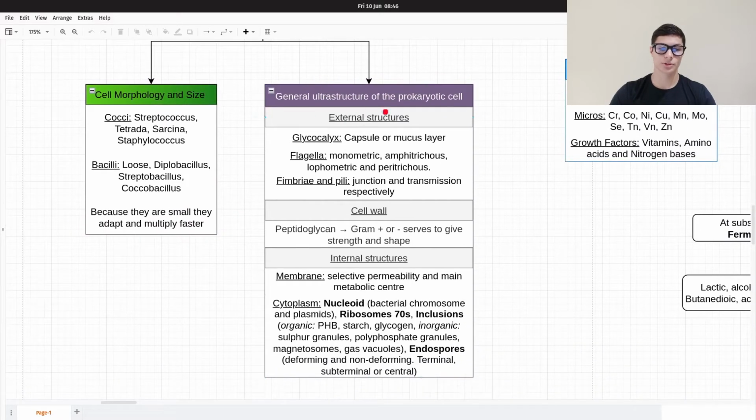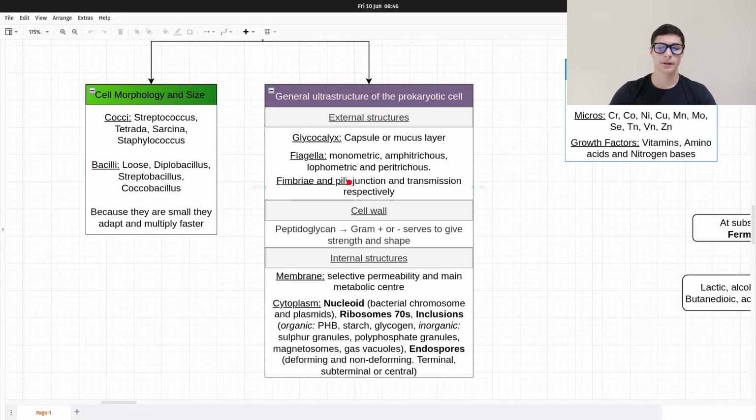This is the general structure of a prokaryotic cell. We have the external structures, the cell wall, and the internal structures. So the cell wall differentiates the external from the internal. External, we have the glycocalyx, which can be either a capsule or a mucus layer. Then we have the flagella, that can be monotrichous, that's a single flagellum. Amphitrichous, that's 2 flagella, one in each pole of the bacilli, for example, so one here and one here.